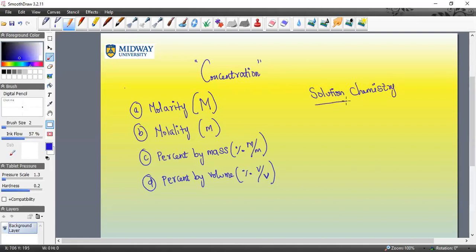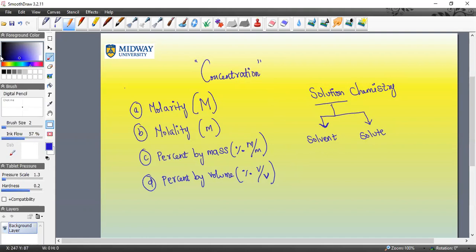But what is a solution made up of? A solution is made up of two components. One is a solvent, and the other is solute. And we're going to tie the solute and the solvent into a solution for all these four concepts you see written on the screen.